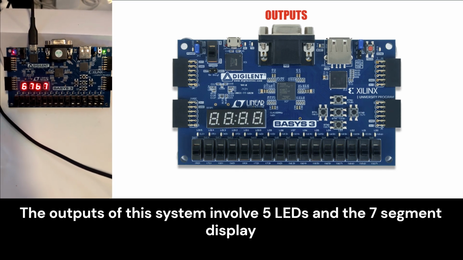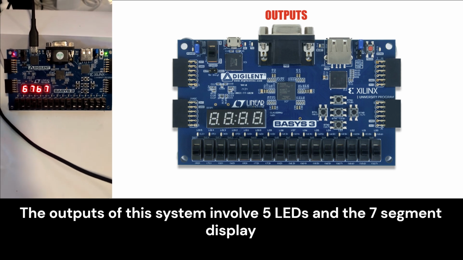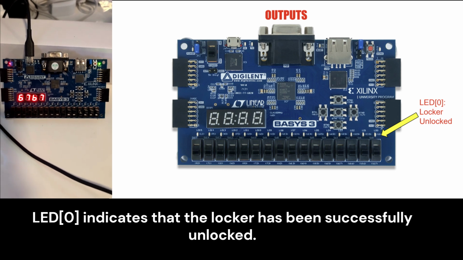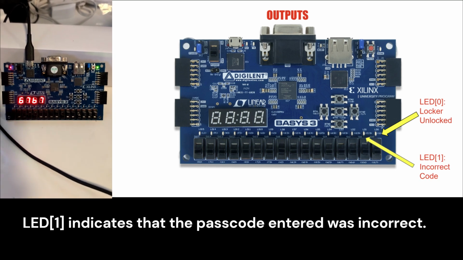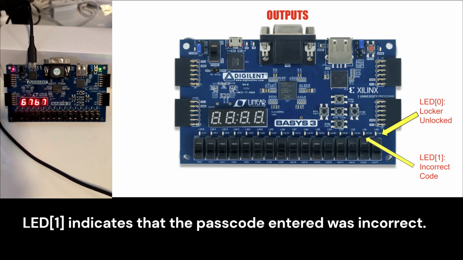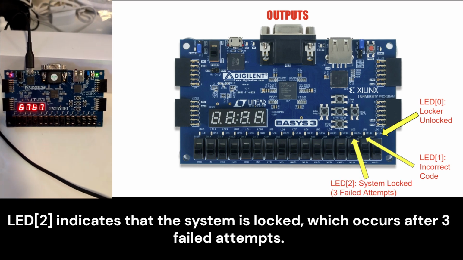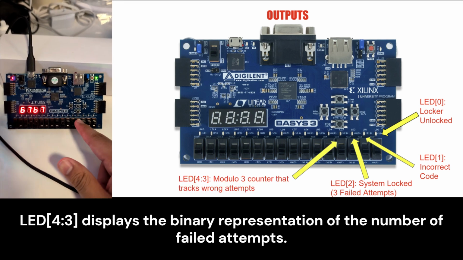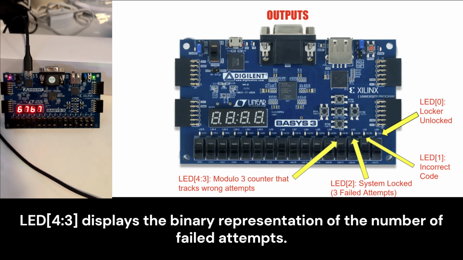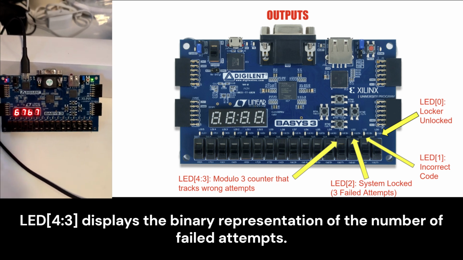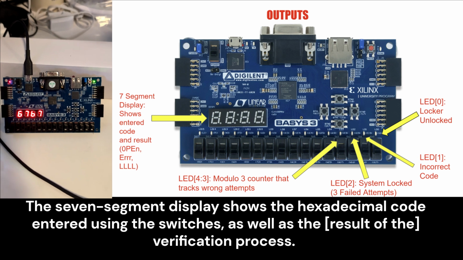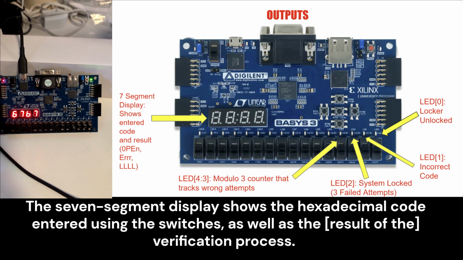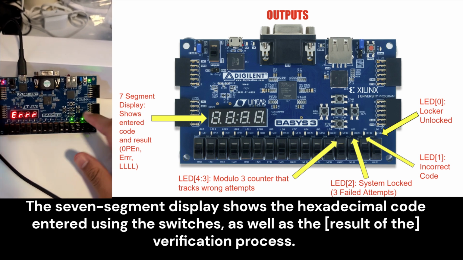The outputs of the system include 5 LEDs and the 7-segment display. LED 0 indicates that the locker has been successfully unlocked. LED 1 indicates that the passcode entered was incorrect. LED 2 indicates that the system is locked, which occurs after 3 failed attempts. LED 3 and 4 display the binary representation of the number of failed attempts. The 7-segment display shows the hexadecimal code entered using the switches, as well as the verification process.